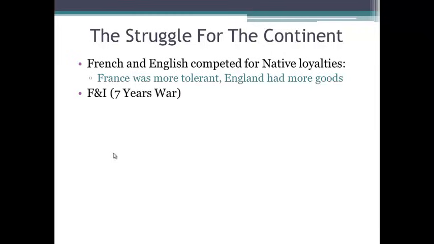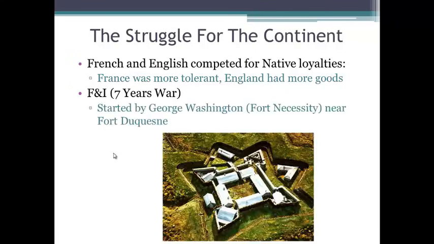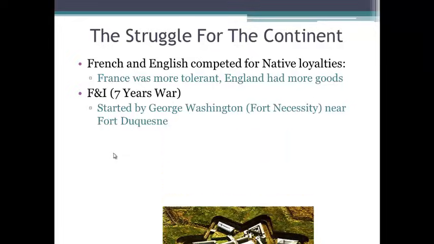In 1754, the French and Indian War, also called the Seven Years' War, occurs, and this was started by George Washington at a fort, Fort Necessity, which was located near the French Fort Duquesne, located in present-day Pittsburgh.